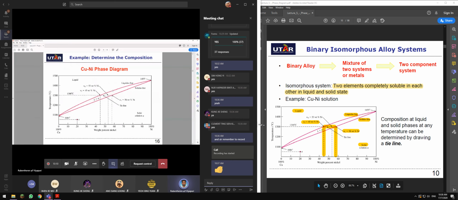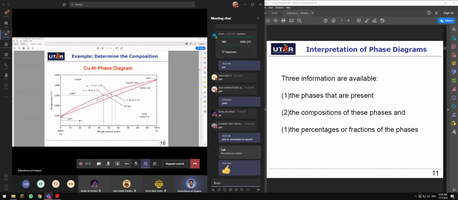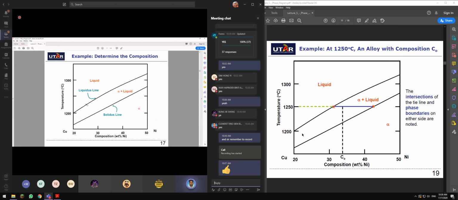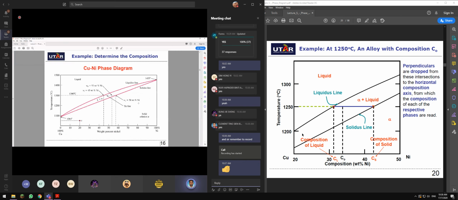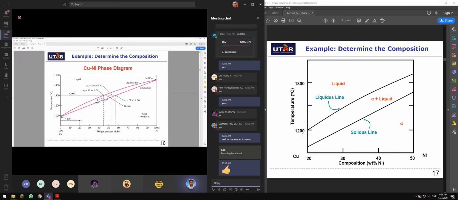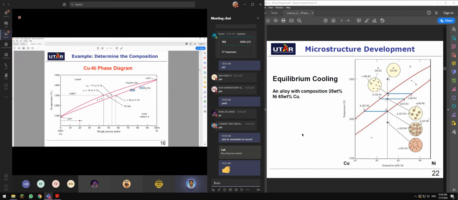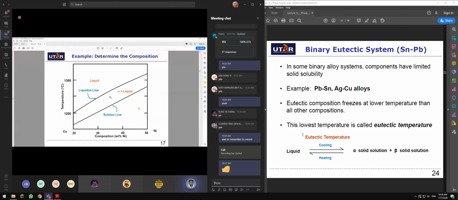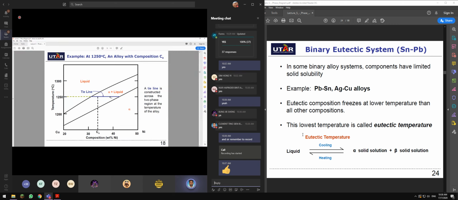And then this is binary isomorphous. Okay, this is liquid, this is solid, and this is liquidus line over here. This is liquidus line, and this is solidus line we call that. That's the one that separates between liquid and solid. Between the liquidus line and the solidus line, you have a mixture of liquid and solid. Okay, please recall that.